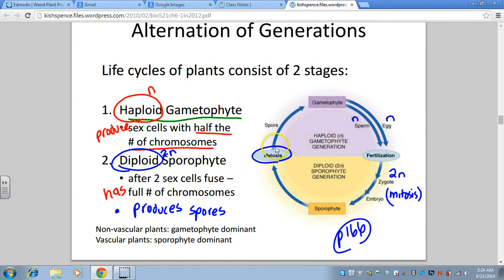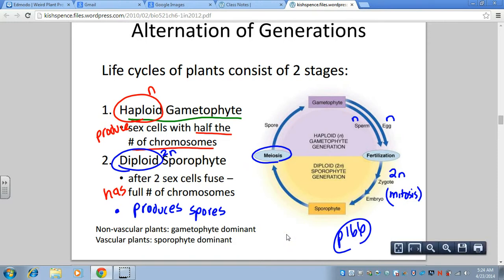So this whole side here is haploid, and then this whole side is diploid. From the time it becomes a zygote until meiosis happens to form the spores, that stage is diploid.